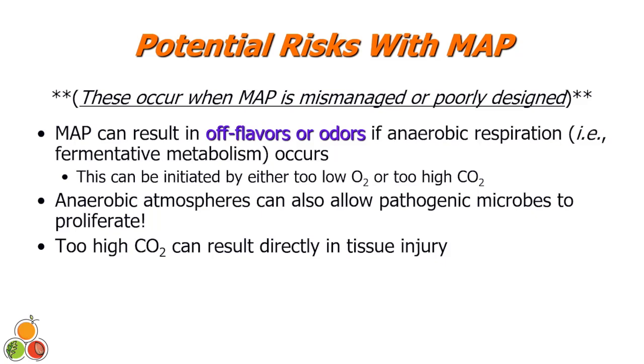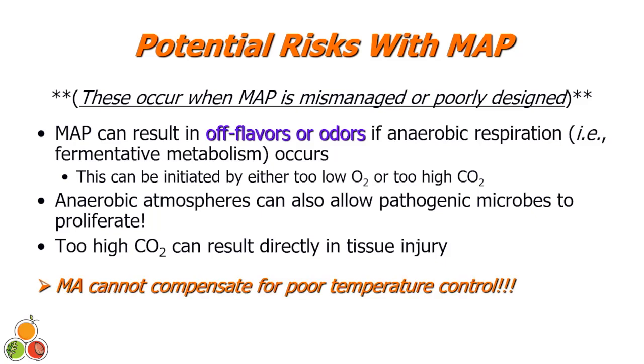The anaerobic atmospheres can also allow pathogenic microbes to proliferate, so another reason why those should be avoided. Too high CO2 also can result directly in tissue injury. And in general, you have to remember that the MA can't compensate for poor temperature control. It's a supplement to good temperature control. But if you don't start off with the proper temperature, the MA is not going to save your product.